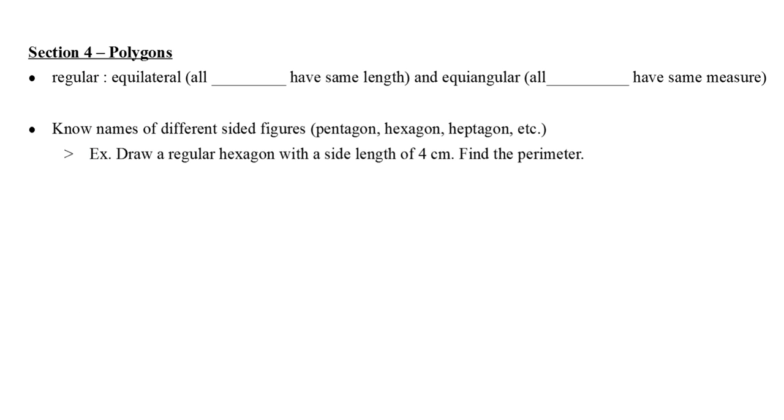Okay, so today we're going to go a little bit farther into geometry and talk about polygons, which we know are two-dimensional shapes that have line segments as their sides. Now, a special type of polygon is what we call a regular polygon. And a regular polygon is equilateral, which means that all of its sides have the same length, and also equiangular, which means all of its angles have the same measure. So this is what it means by regular.